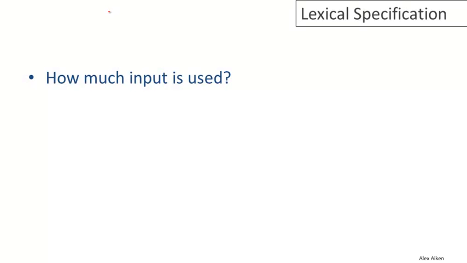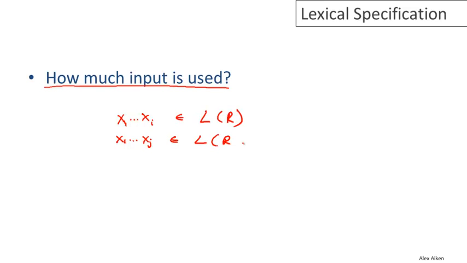Now, this algorithm has a couple of ambiguities. There are a couple of things that are underspecified, and those are actually interesting. So let's take a moment and talk about those. The first question is, how much input is actually used? Let's consider the following situation. Let's say that x1 through xi is in the language of our lexical specification, and there's a different prefix that's also in the language of our lexical specification. And of course here i is not equal to j. Now what does that look like? Well, we would have our input string, and two different prefixes of the input that are both valid token classes. And the question is, which one of these do we want?